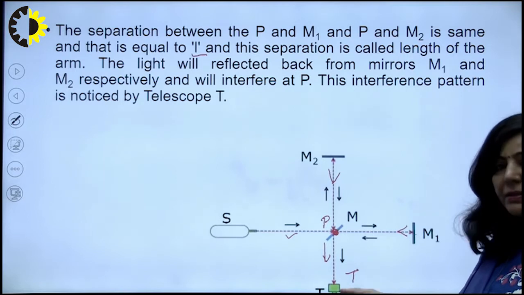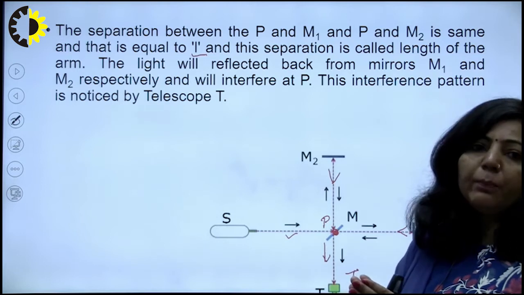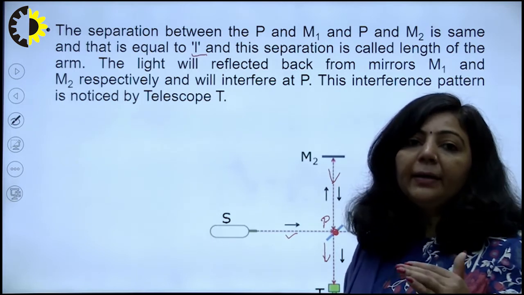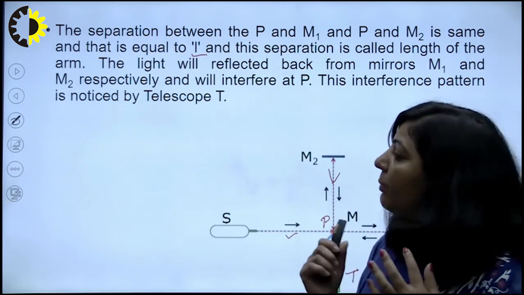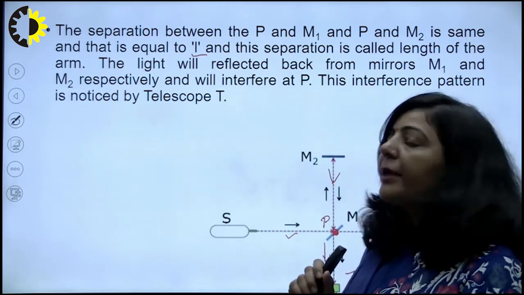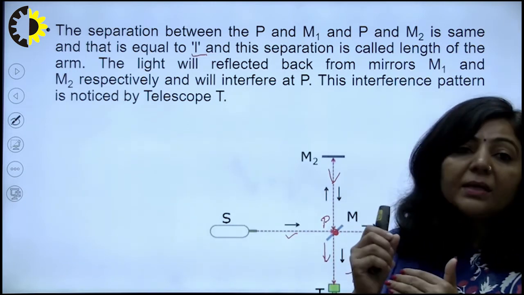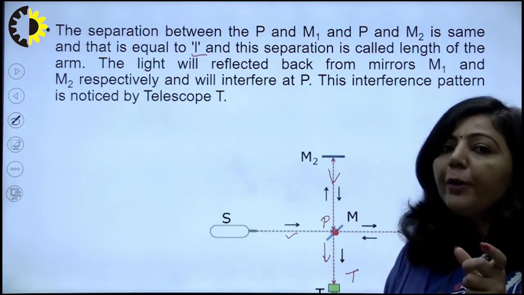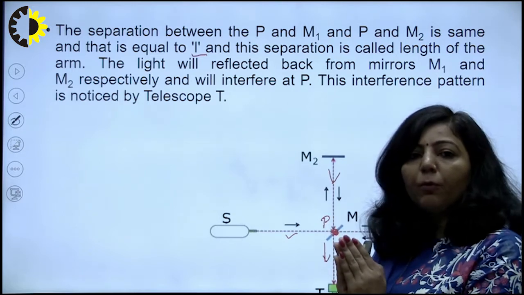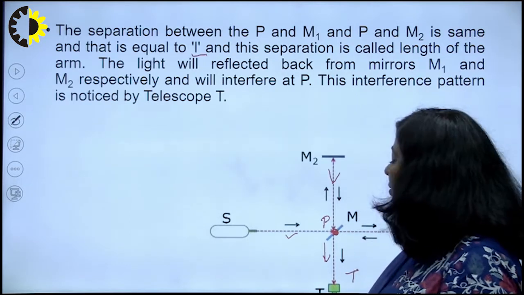So when these two rays move towards this telescope, both are coherent in nature, and both will superimpose. When they superimpose, at certain points the intensity will increase as compared to the sum of individual intensities. Those points will be points of maxima. And there will be certain points at which the two rays will superimpose in such a way that their intensity is less than the sum of individual intensities. Those points will be points of minima. So what I mean to say is that when these two rays superimpose, you will get an interference pattern, and that interference pattern is observed through this telescope T.